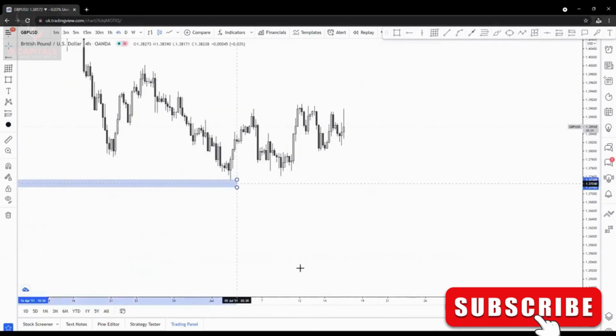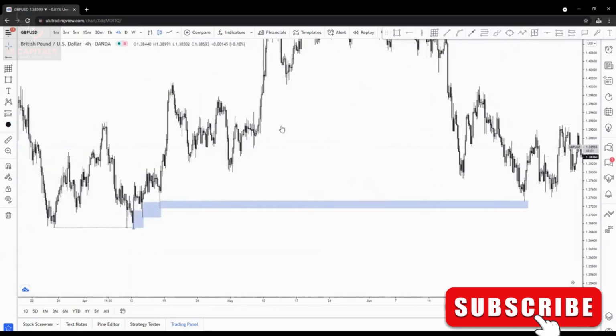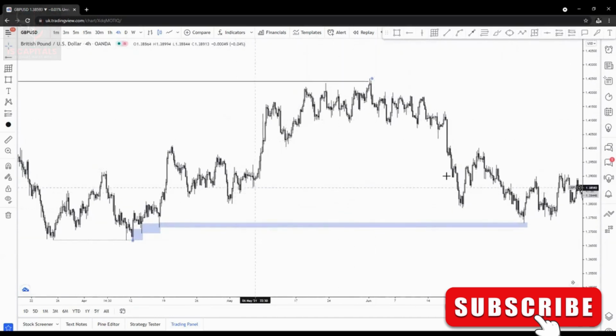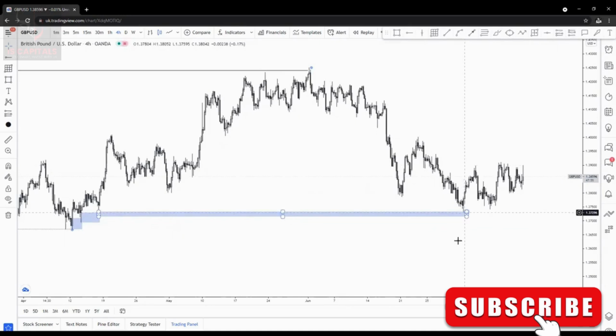Okay, you see that? You see how accurate? We didn't even need to go to a lower time frame to refine it. Just from the 4 hour, we got it. That's exactly where price came in. So that's what I did.